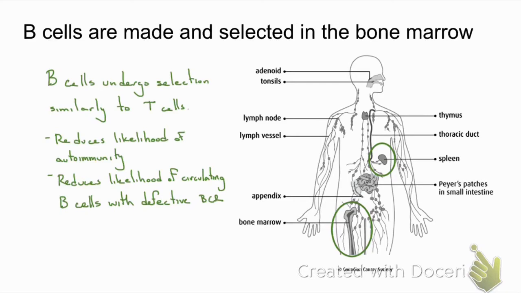The benefit of this is it greatly reduces the likelihood of autoimmunity and also reduces the likelihood that B cells are circulating throughout the lymph system with defective B cell receptors, or what we abbreviate as BCRs.